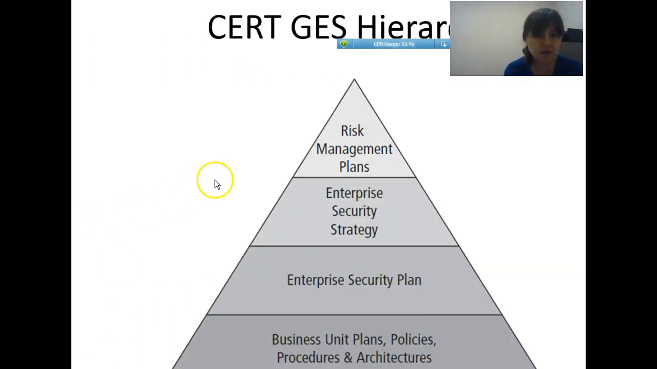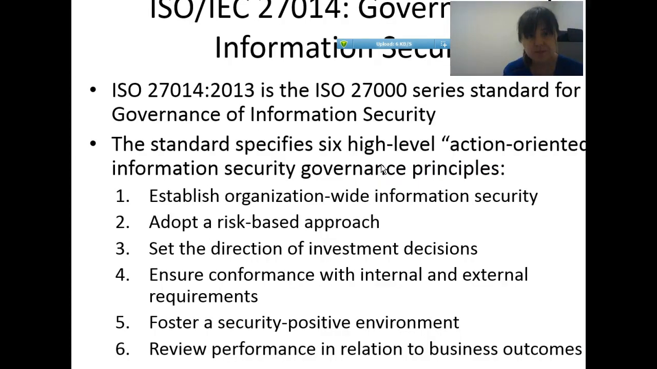So the GS hierarchy that is being developed by the division of Carnegie Mellon University Software Engineering Institute deals with business unit plan policies, enterprise security plan, enterprise security strategy, and risk management plan, which is at the top level. So each of those 3 articles deals with these parts that I just mentioned.